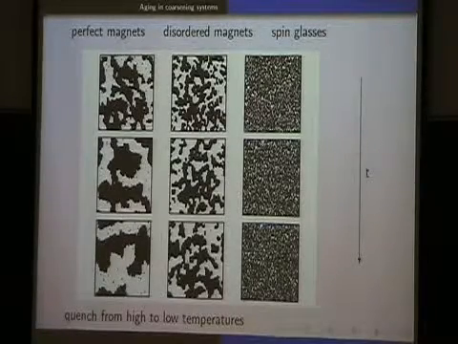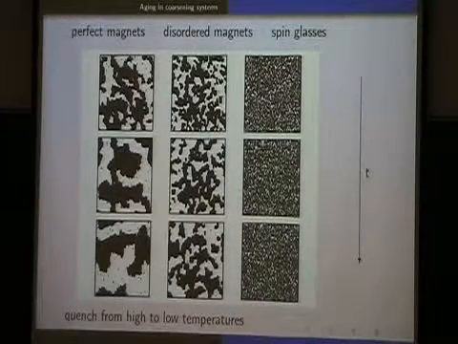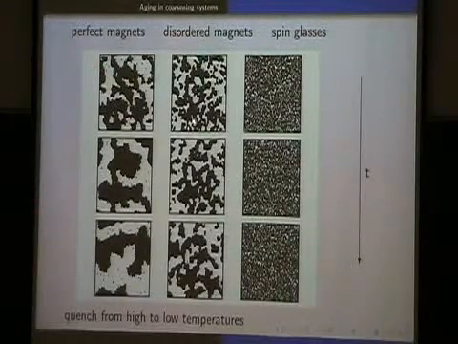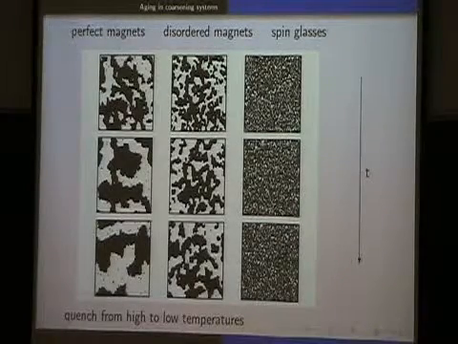How are you putting in the disorder? I will come to that now, because this is exactly the important point. There are different ways of doing it. I will discuss that in a moment.